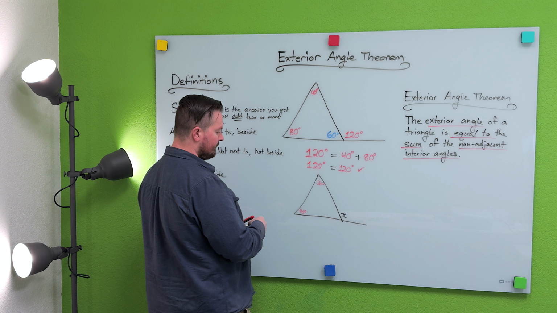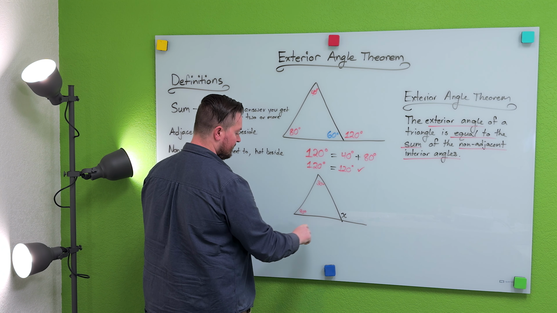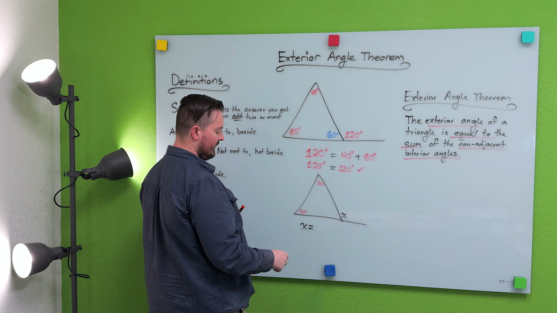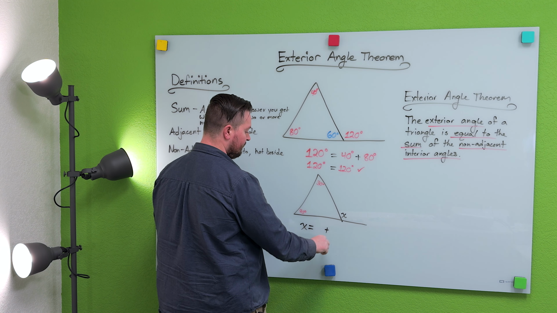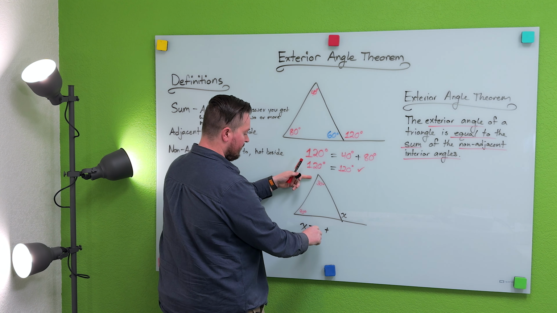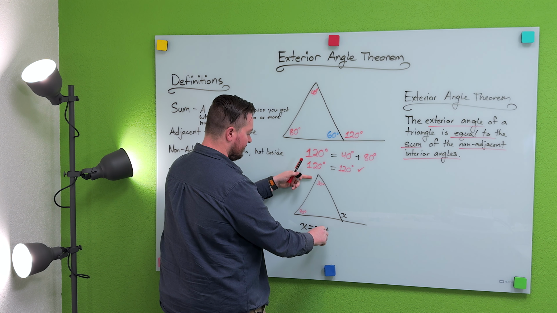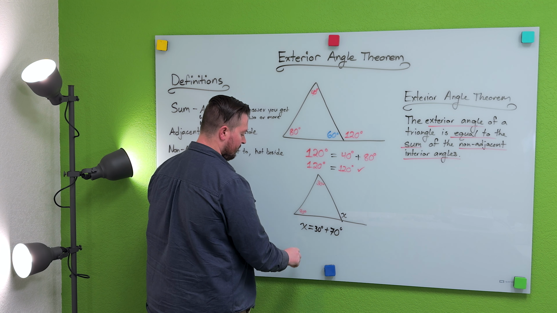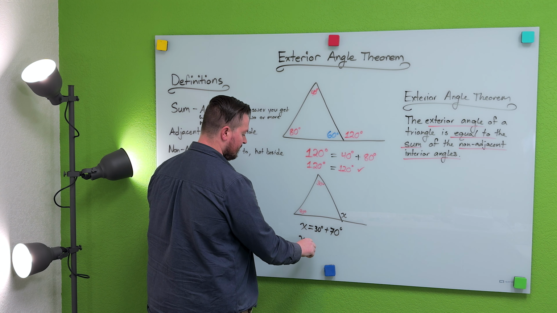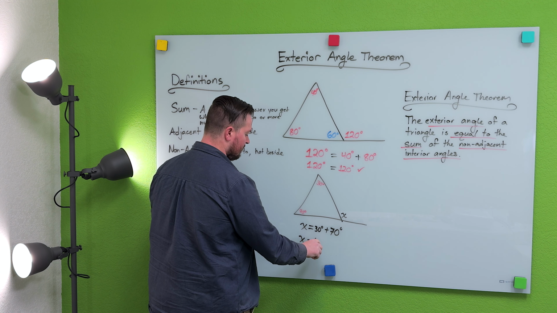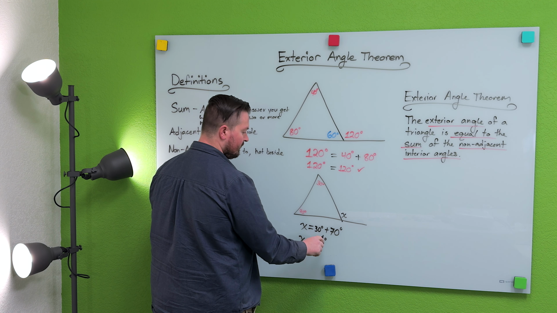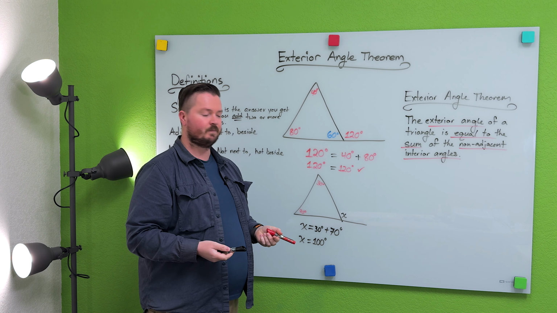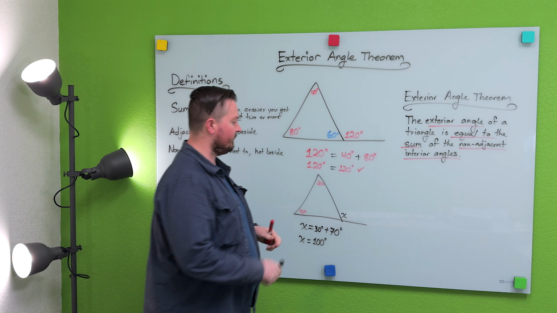So what we can see now is the exterior angle is equal to, or is the same as, the sum of the non-adjacent interior angles. And we can see x is the same as 100 degrees. So that means this exterior angle is 100 degrees. Let me give you one more example.